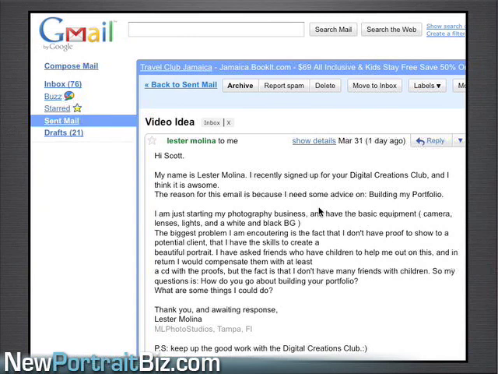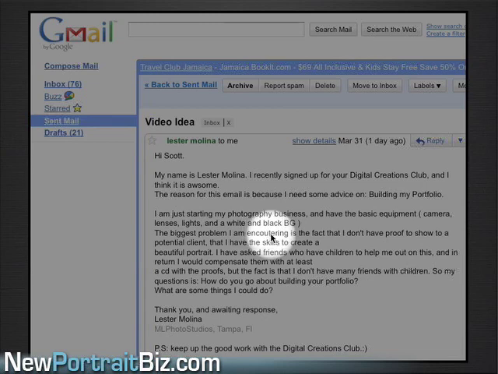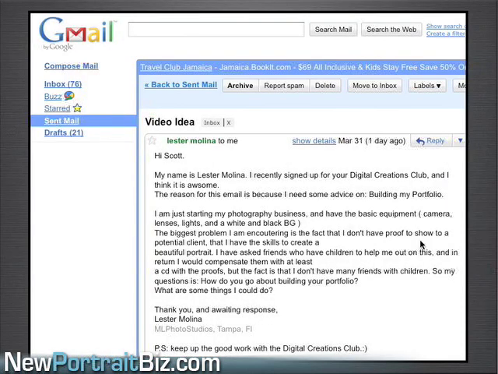It's all about building a portfolio. Some of you are having a problem with that because you don't have family members around your area or friends that are willing to let you take pictures of their children. You can see in this question, it says the biggest problem I'm encountering is the fact that I don't have proof to show to a potential client that I have the skills to create a beautiful portrait. I've asked friends who have children to help me out on this, and in return, I would compensate them with at least a CD with the proofs, but the fact is that I don't have many friends with children. So my question is, how do you go about building your portfolio? What are some things I can do? And that's exactly what I want to go over.